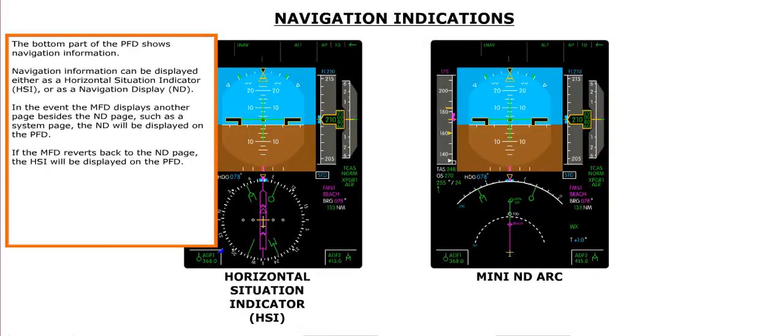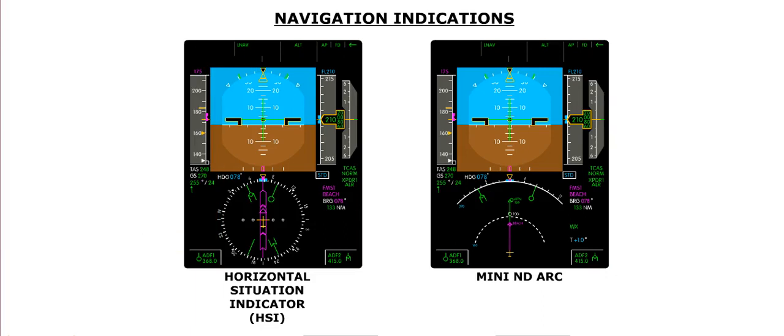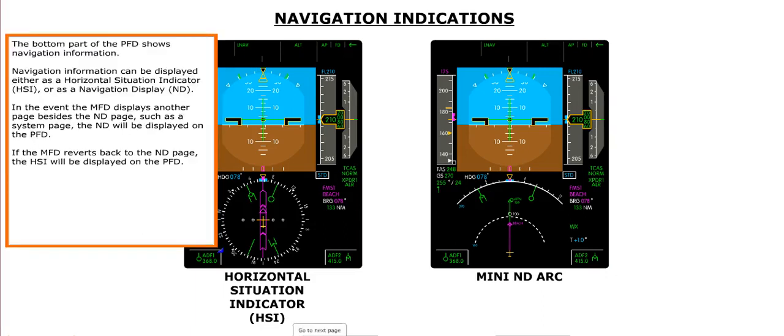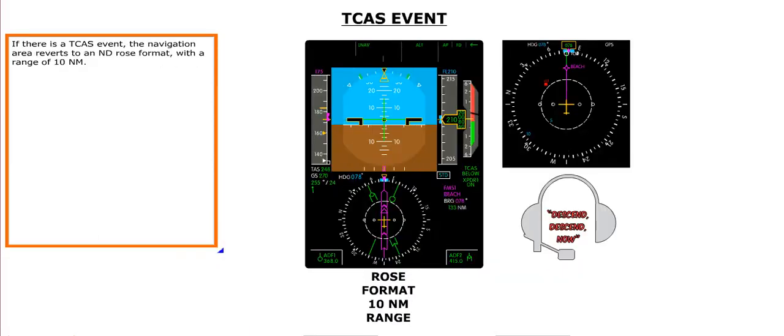The bottom part of the PFD shows navigation information. Navigation information can be displayed either as a horizontal situation indicator or as a navigation display. In the event the MFD displays another page besides the ND page, such as a system page, the ND will be displayed on the PFD. If the MFD reverts back to the ND page, the HSI will be displayed on the PFD. If there is a TCAS event, the navigation area reverts to an ND rows format, with a range of 10 nautical miles.